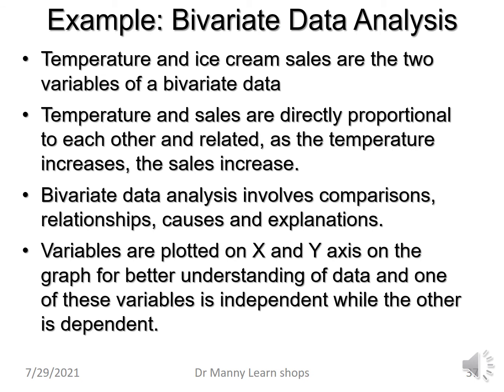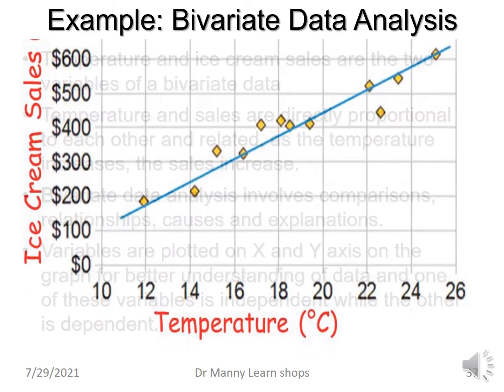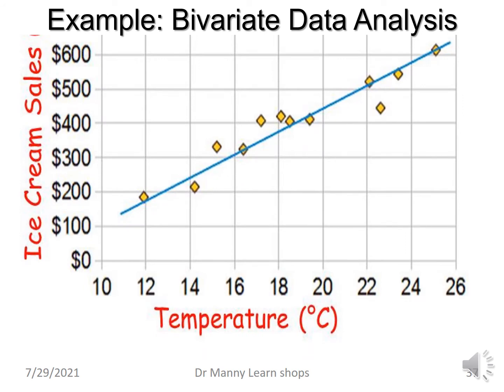Bivariate data analysis involves comparisons, relationships, causes and explanations, and variables are typically plotted on an XY axis on a graph for better understanding of the data, and one of these variables is independent while the other is dependent. Ice cream sales and temperature. The hotter it gets, the more sales they have.